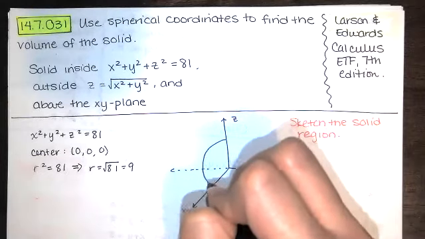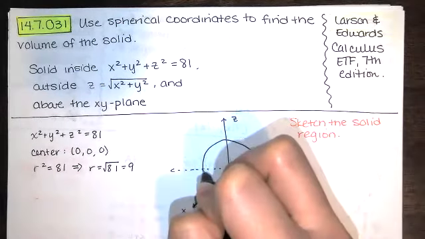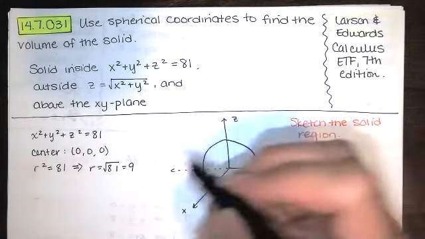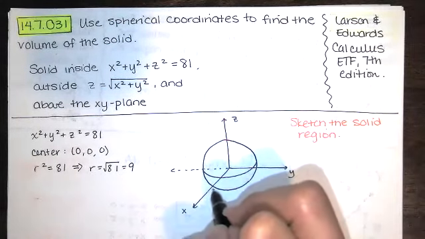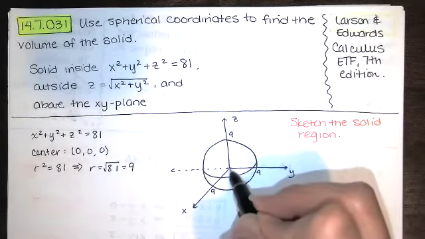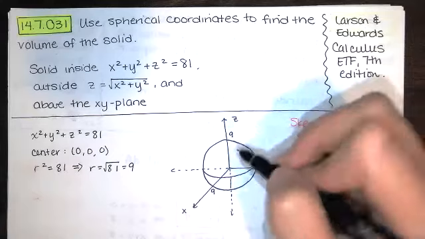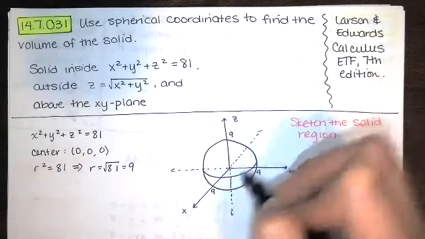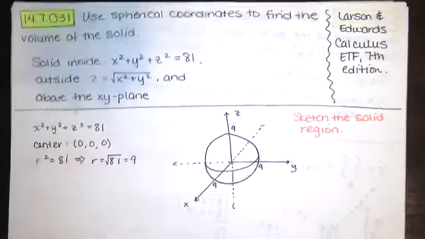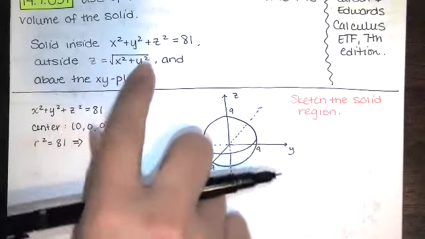Now I'm just going to draw a sphere centered at the origin. I'll put a little line here to sort of indicate that it's 3-dimensional rather than 2-dimensional. And this intersects the x, y, and z axis at 9 and -9 for each of those. So it intersects down here at z equals -9. It intersects back here at x equals -9, and it intersects over here at y equals -9. Okay, so we want a solid that's inside this sphere and outside this guy.